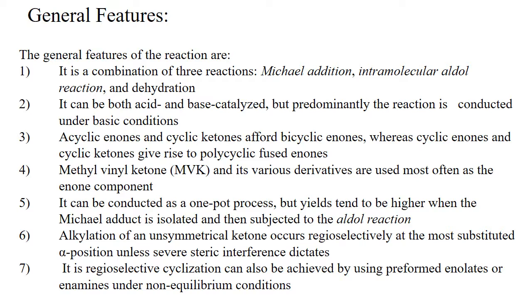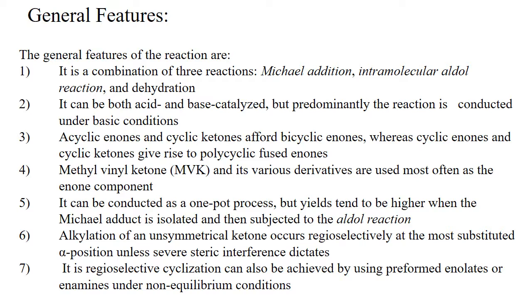During the aldol reaction, the Michael product obtained after the Michael addition is a 1,5-dicarbonyl system. So, when the 1,5-dicarbonyl system is subjected to aldol reaction, then one of the carbonyl groups is converted to enolate.